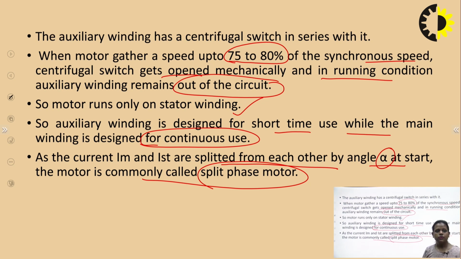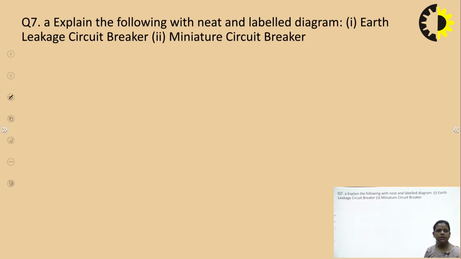Okay. So, this is the complete answer. Now, coming to the next question. Explain the following with neat and labeled diagram. First is the earth leakage circuit breaker and the second is miniature circuit breaker. So, first we will explain earth leakage circuit breaker.